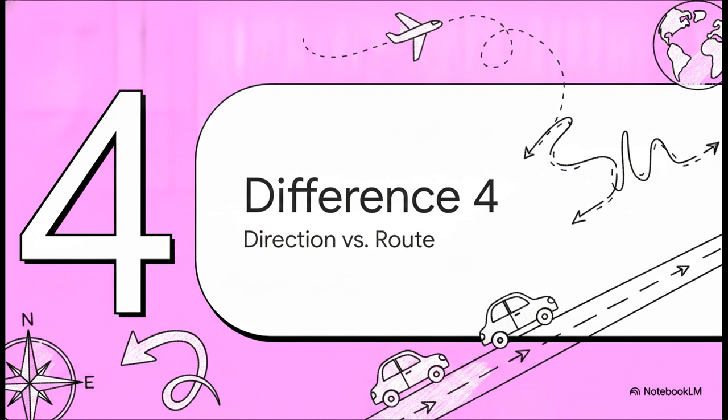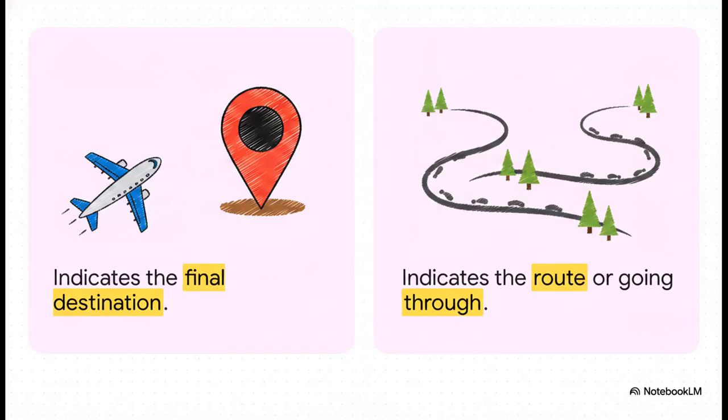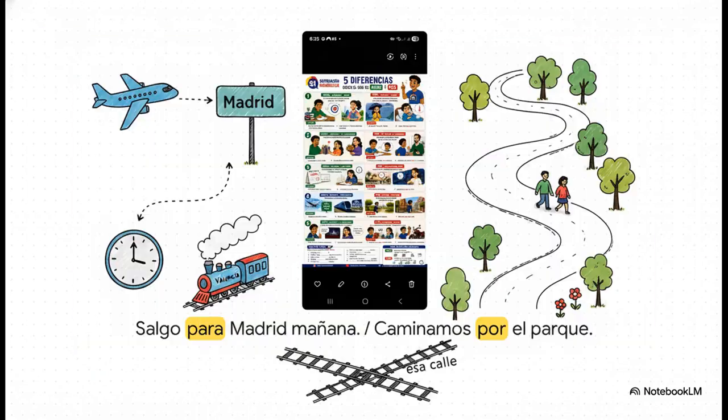Okay, difference number 4, direction versus route. Shifting our focus to physical travel, we actually see a recurring theme of finality here. Para indicates the final destination or the specific direction you're heading toward, the end of the journey. Por represents the route itself. It's the place you go through, pass by, or travel along. Think about it like this.